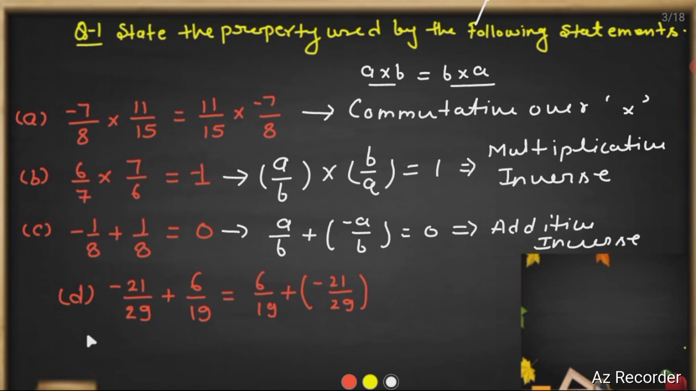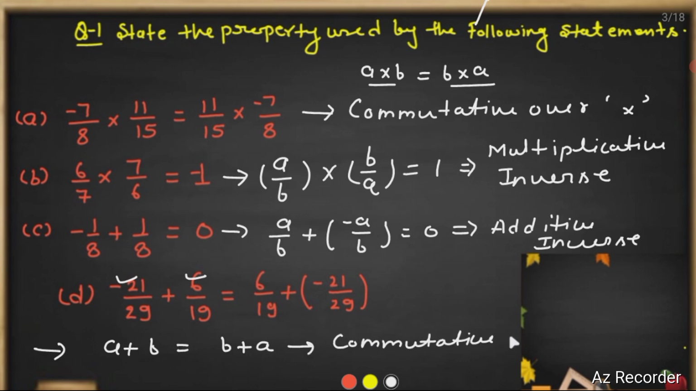Now come here in the d part. Here a upon b, this is a and this is b, is equal to b upon a. So this property is known as commutative property over addition.